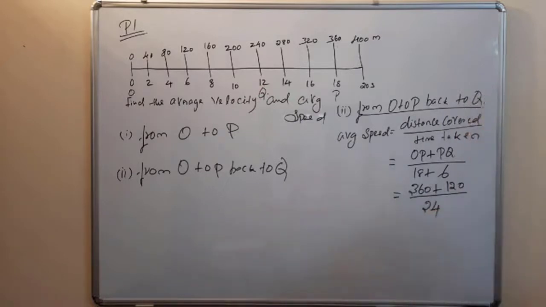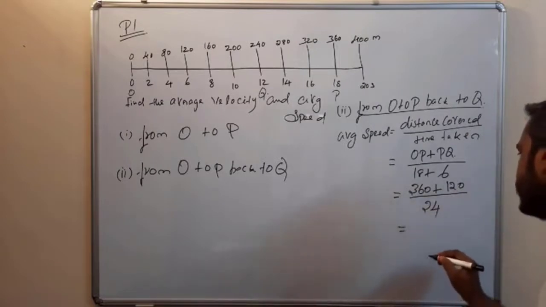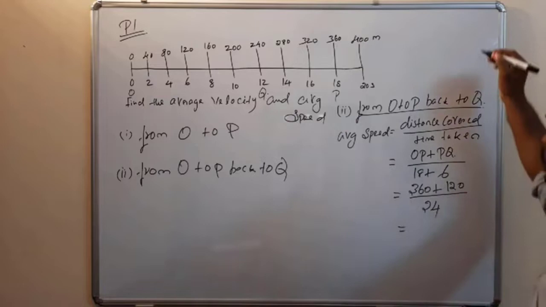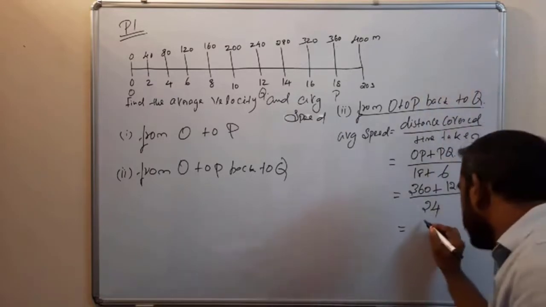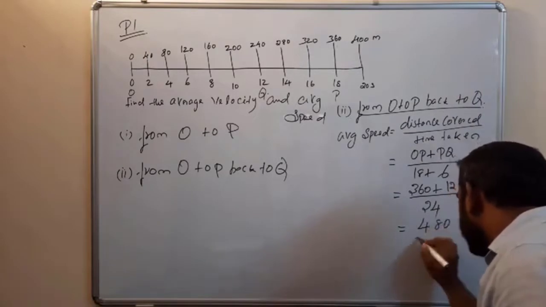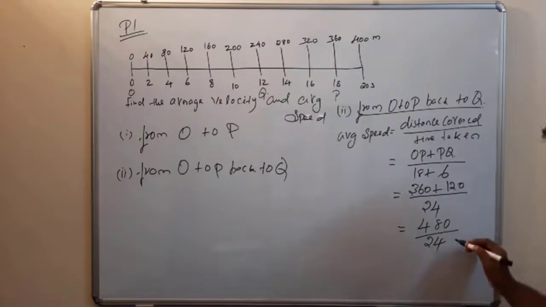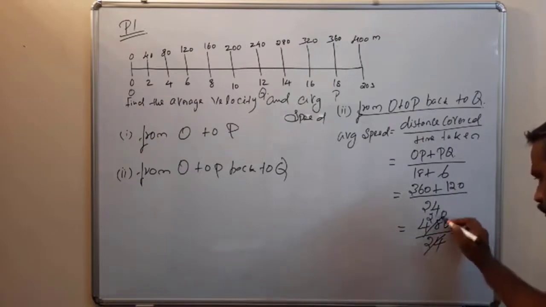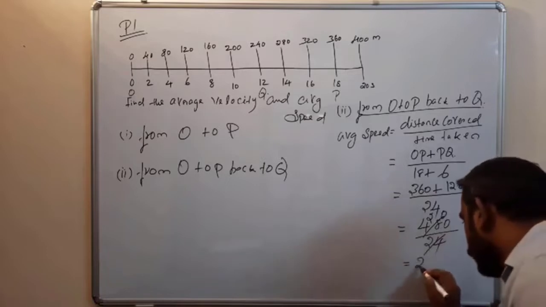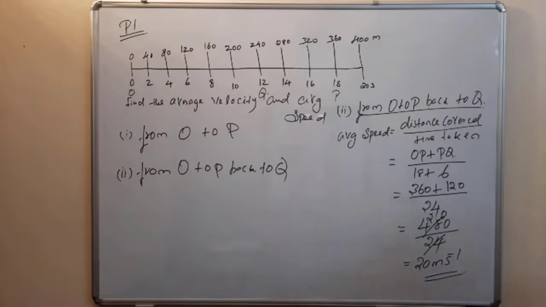360 plus 120, that is 480. So 480 by 24. Cut it, 24 twos are 48, that is 2 times and 0, so that's equal to 20 meter per second. That is the average speed.